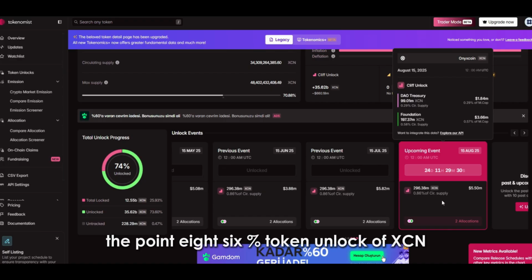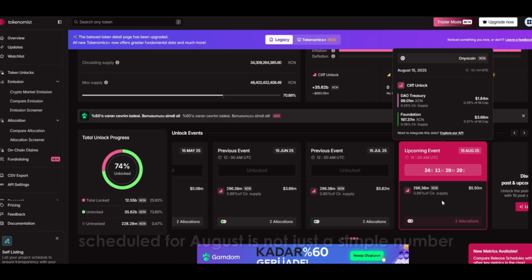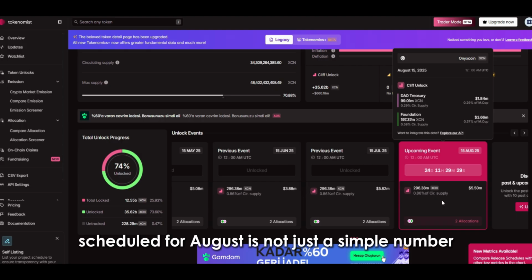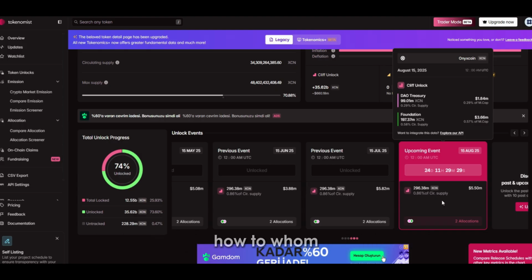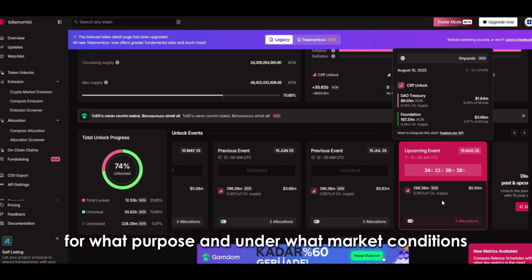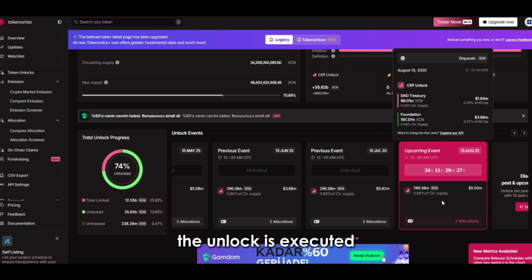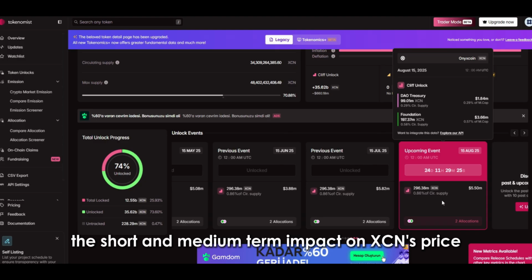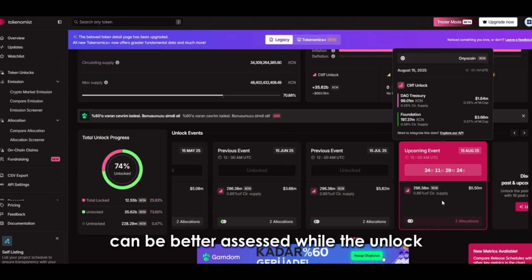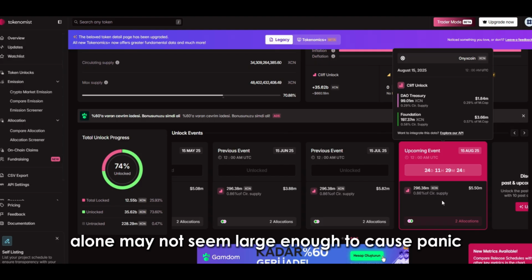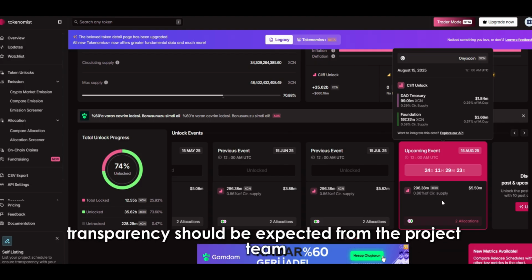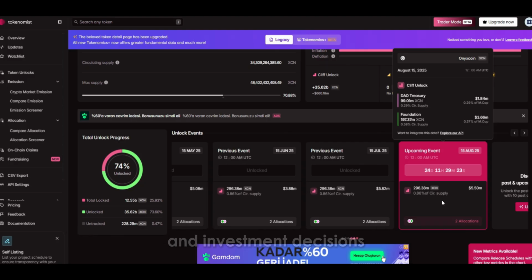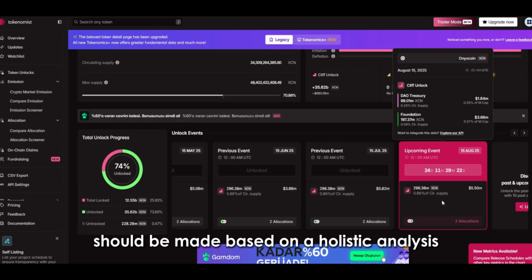For all these reasons, the 0.86% token unlock of XCN scheduled for August is not just a simple number. Its impact will depend on when, how, to whom, for what purpose, and under what market conditions the unlock is executed. When combined with the psychological effect on investors, the timing of the unlock, the distribution addresses of the tokens, and overall market sentiment, the short and medium-term impact on XCN's price can be better assessed. While the unlock alone may not seem large enough to cause panic, developments should be closely monitored, transparency should be expected from the project team, and investment decisions should be made based on a holistic analysis.